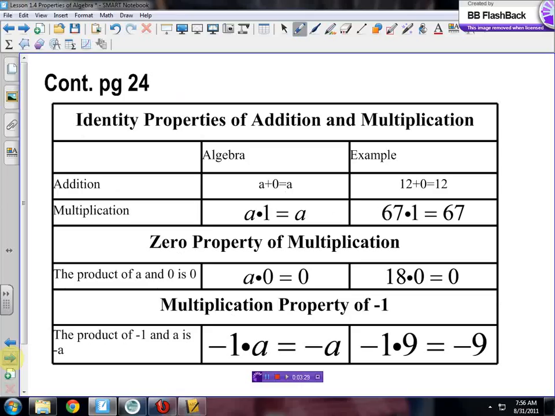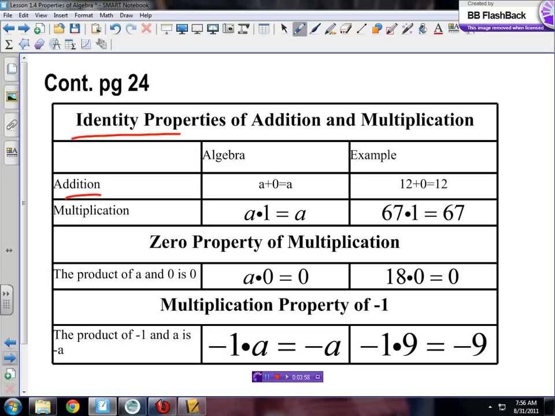We also have some more properties coming up. First one's called identity property. Identity. What identity means in math is that you're not changing something. It gets to keep its identity. And in addition, what do we do to keep something the same? If we're going to add something to it, what do we add? Yeah, you add 0. If you add 0, it doesn't change.